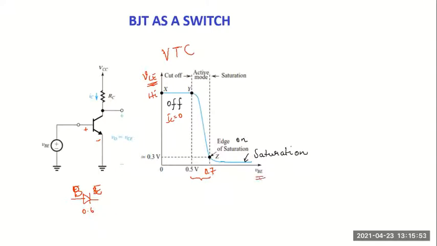When the input voltage crosses 0.7, the output goes to saturation. So once the forward bias voltage has reached the saturation level of the transistor, the transistor is heavily conducting with maximum current. IC will be maximum, and the voltage across the transistor will be very small or almost zero. I told you 0.2, 0.3 volts. So here the device is in saturation. The voltage across the device is minimum, the current will be maximum. We call this the voltage transfer curve.